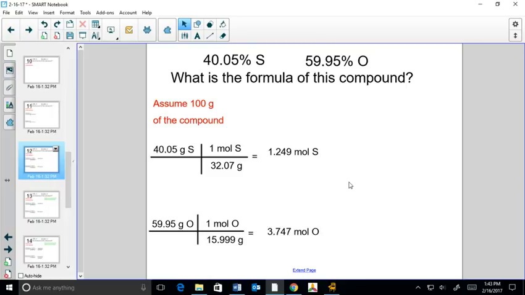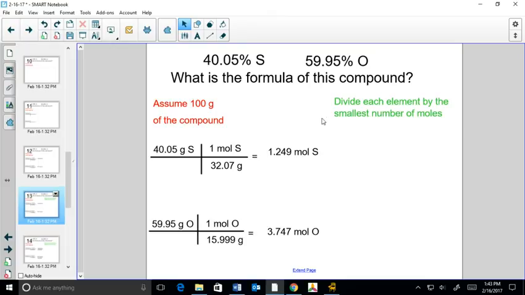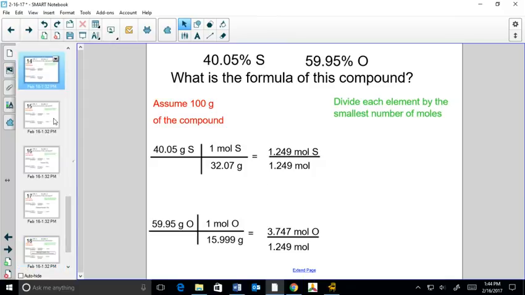I need whole numbers. I'm going to make my second assumption, which is that I divide each element by the smallest number of moles. And since 1.249 is my smallest number here, I'm going to divide both of these by 1.249. I do that math and I get 1 mole of S and 3 moles of O.